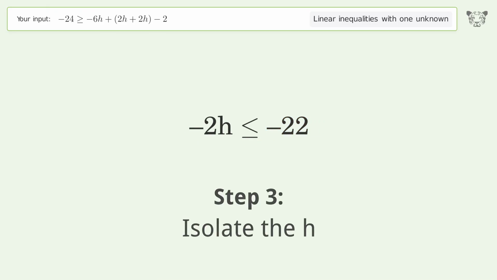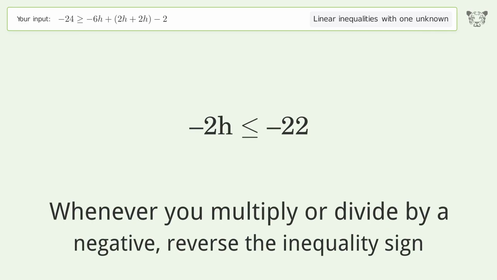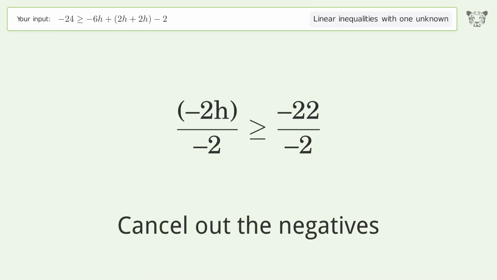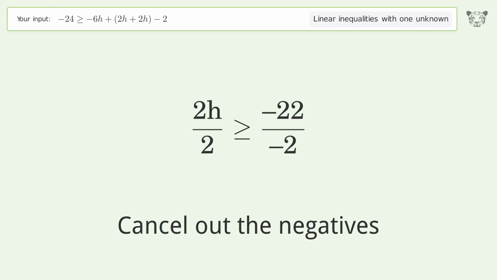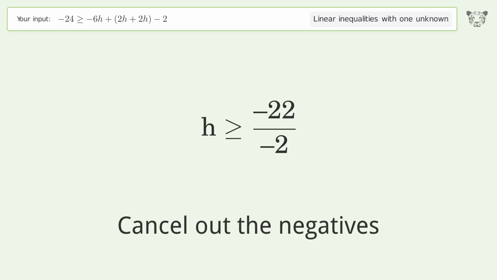Isolate the h. Divide both sides by -2. Whenever you multiply or divide by a negative, reverse the inequality sign. Cancel out the negatives. Simplify the fraction. Cancel out the negatives.